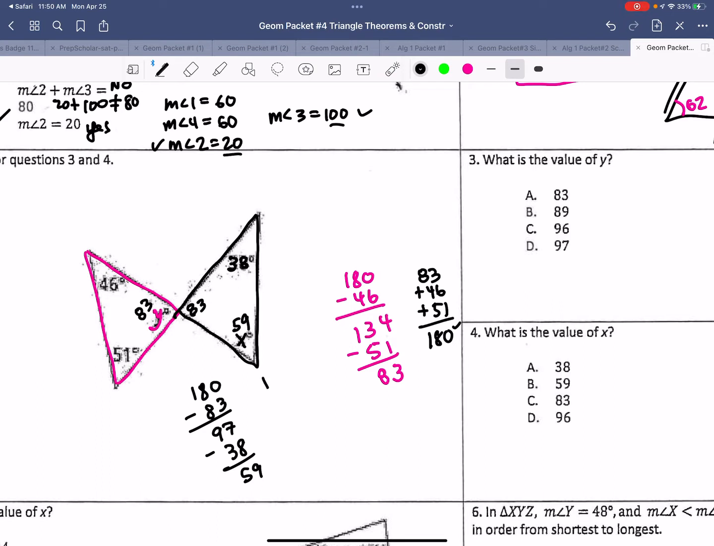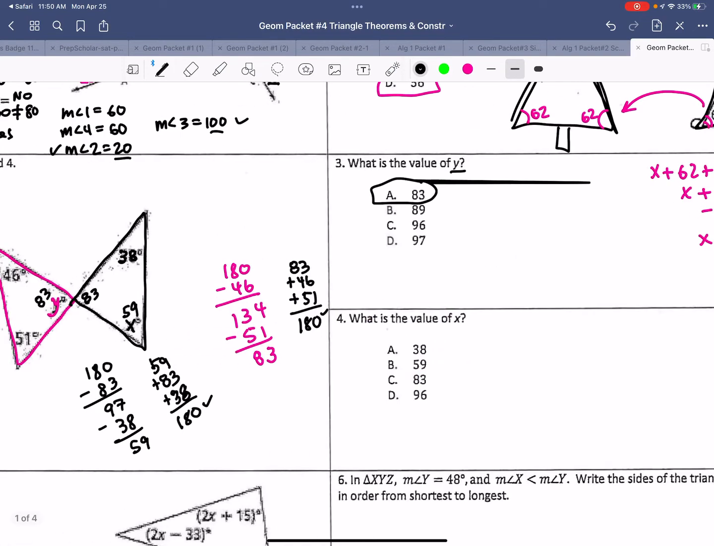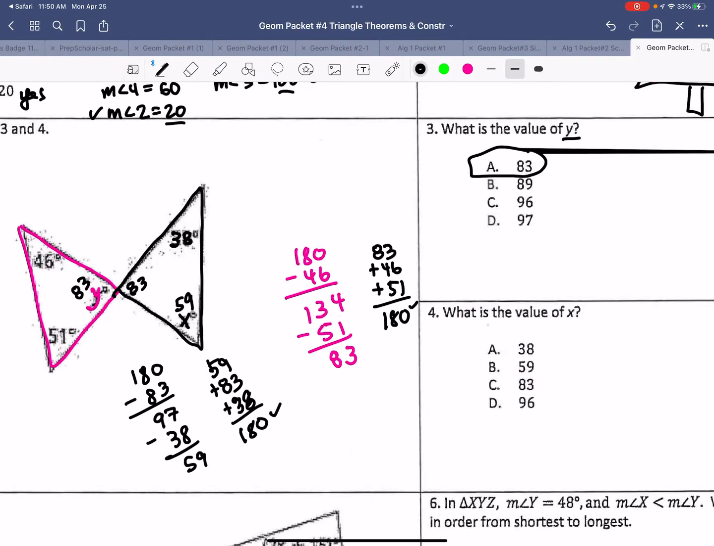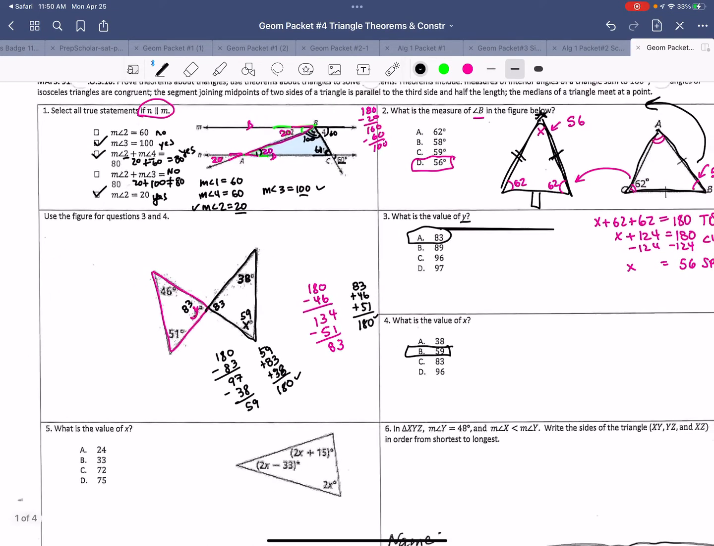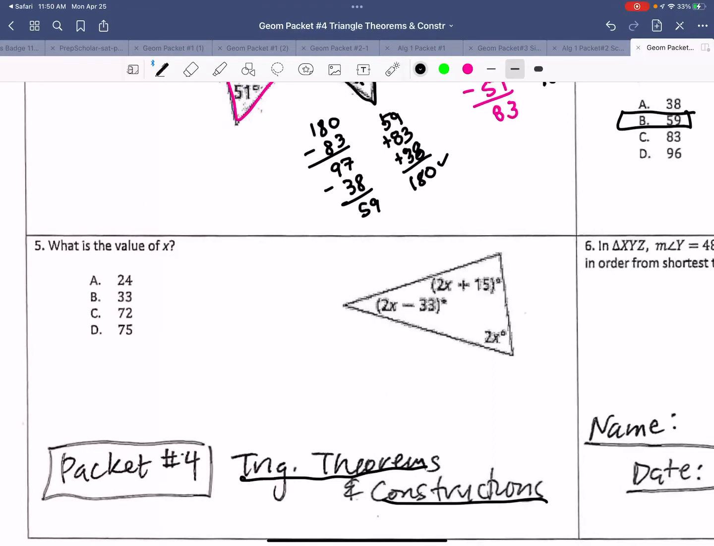I can double check by adding these together. If I'm a little paranoid, maybe I made a mistake, go ahead and type that in to double check. Okay, I added those up and I got 180. So what is y? We found y to be 83. What is x? We found x to be 59. Okay, fairly straightforward. We're hoping for those types of questions.